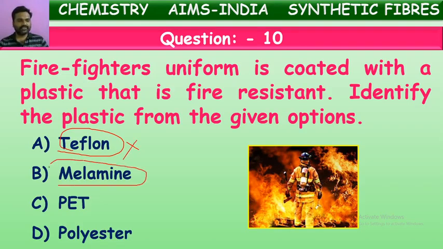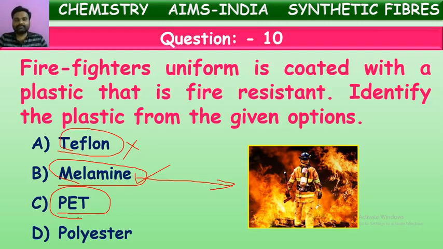Yes, actually it is melamine. Melamine is fire resistant and it won't melt also. That is why melamine is used in making firefighters' uniforms. Melamine is the correct answer. What is PET? Where is it used? PET is nothing but polyethylene terephthalate. It is a thermoplastic, whereas melamine is a thermosetting plastic.